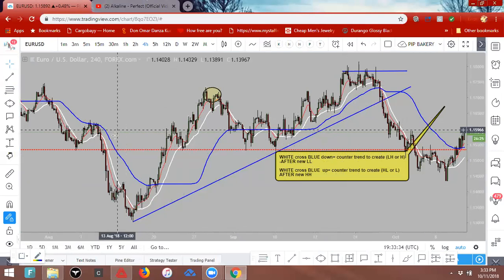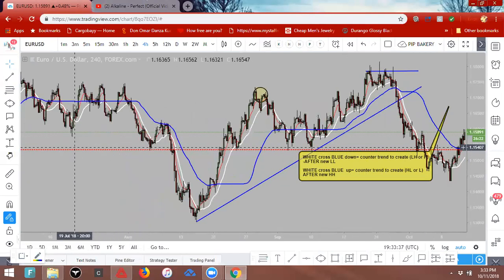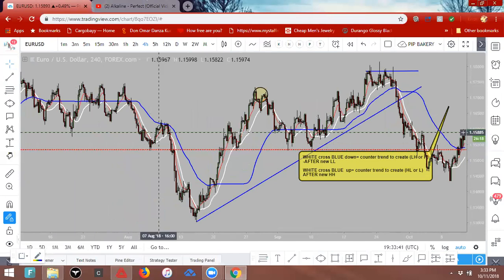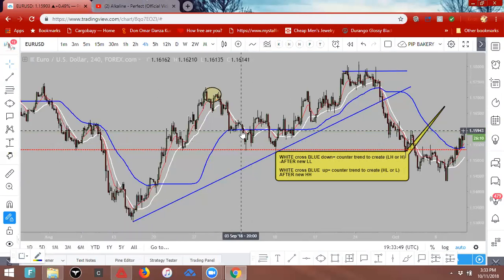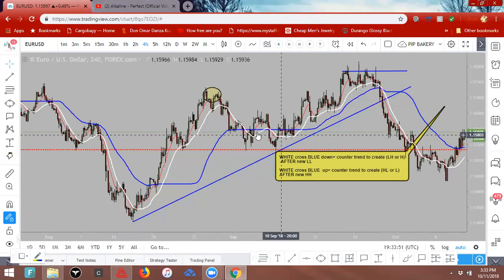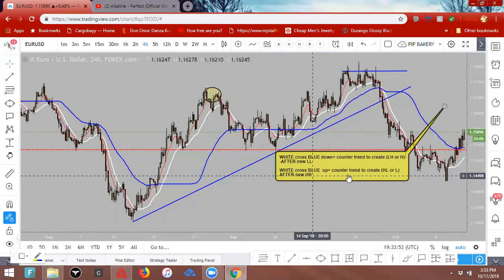So let's see. This is a lower low, lower high, lower low. Anyway, if I pull my fibs out, this will be my 38.2 touch. So this will officially be my counter trend for this blue.